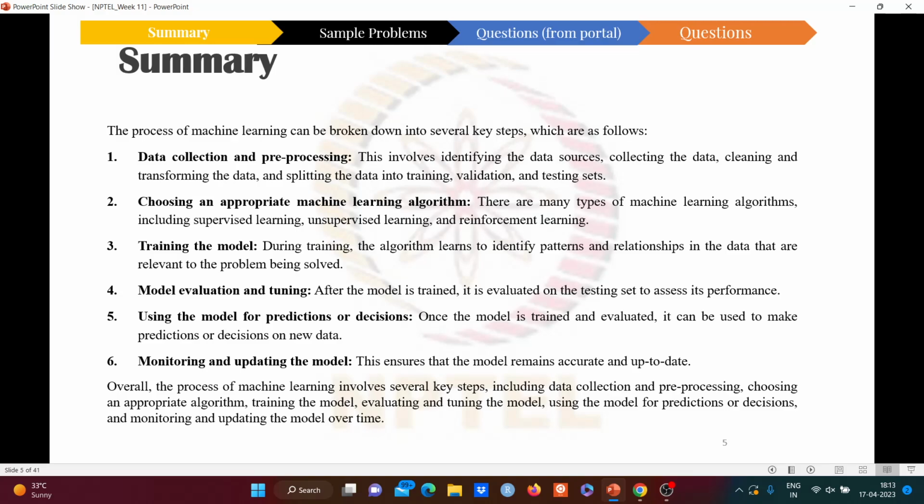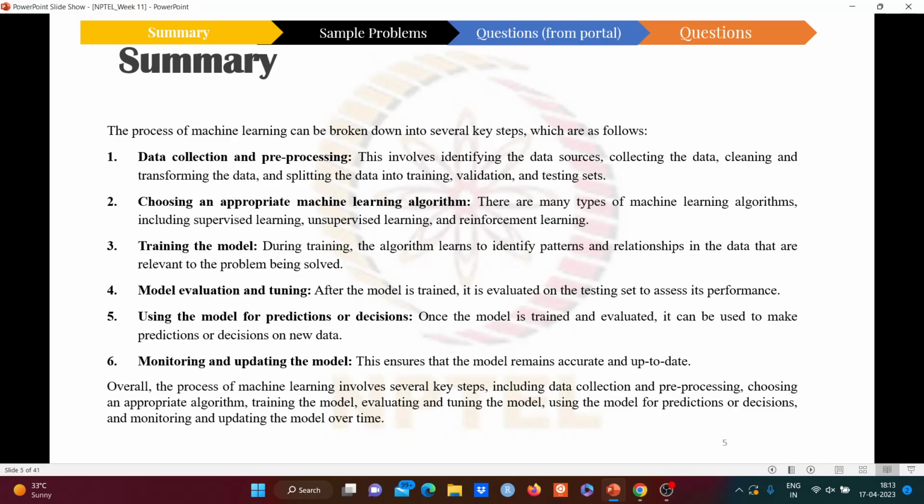After the model is trained, it is evaluated on the testing set to assess its performance. If the model is not performing well, then it may need to be fine-tuned by adjusting its parameters or by changing the algorithm. So this fine-tuning is called hyperparameter tuning. So once we have a very good model trained and evaluated, it can be used to make predictions or decisions on new data.